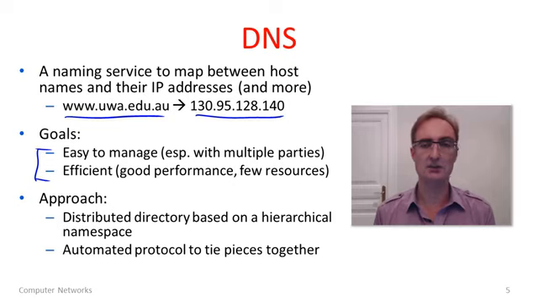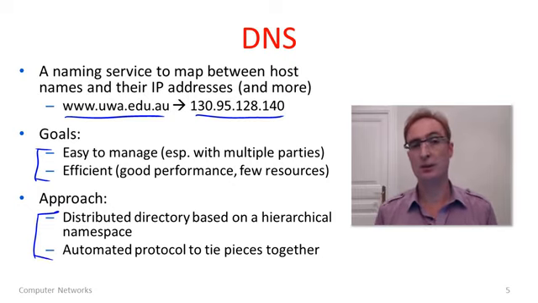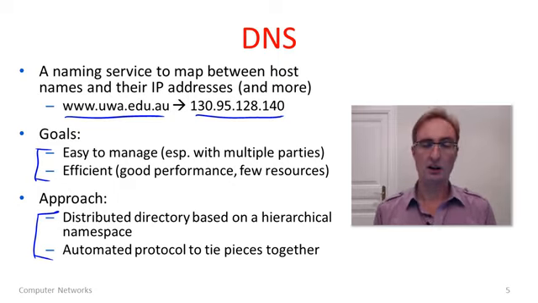We'd also like the DNS to be fairly lightweight, in that you require few resources or few hosts to be able to run it, so it's efficient in that sense. Well, the approach that we're going to get to eventually is to use a distributed directory service, or at least that's what we're going to design and implement. It's going to be based on a hierarchical namespace, such as lcs.mit.edu, because that's going to provide a natural way to break up the namespace and distribute it to different hosts. And to tie all the pieces together when everyone has a different portion of the namespace, we're going to use an automated protocol. That's the DNS protocol.